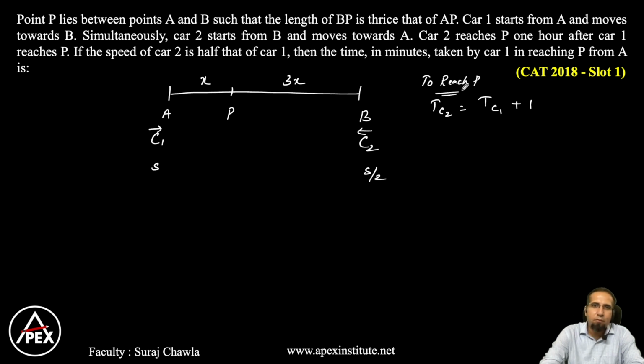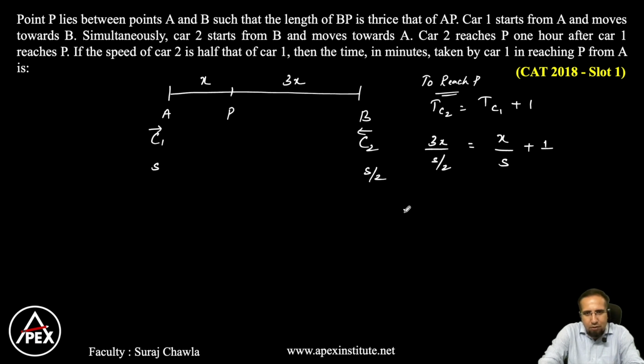Now, the time taken by car 1 to reach P from A is how much? Now let's try to understand. Time taken by car 2 to reach P becomes 3x divided by S by 2, which is equal to the time for car 1 to reach P, x by S plus 1. And we want the time taken by car 1 to reach P. That means we want the value of x by S.